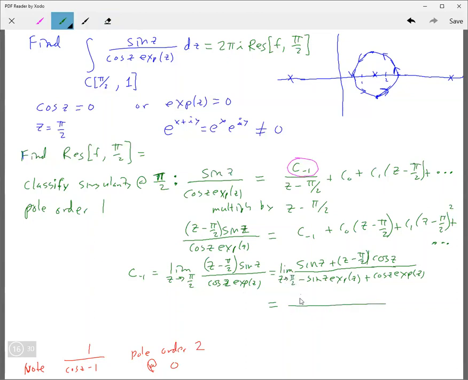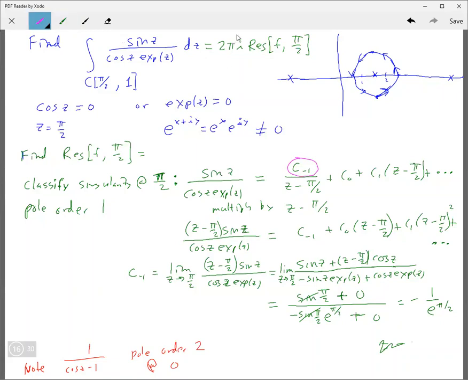Okay, so now we can plug in pi over 2. We get sine of pi over 2 here. And then when you plug it in here, you get 0. And down here, we get negative sine of pi over 2, e to the pi over 2. And then over here, we're going to get 0 right there. Okay, sine of pi over 2, well, those cancel. They're just 1 anyways. So that's negative 1 over e to the pi over 2.